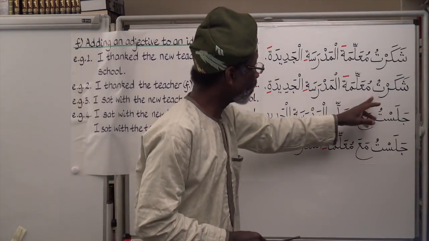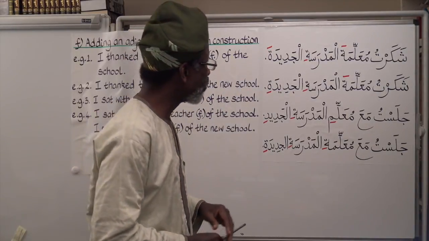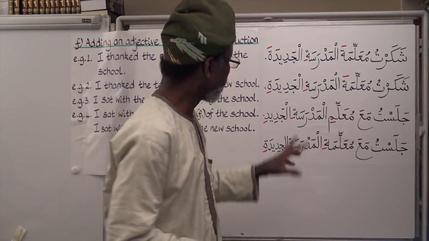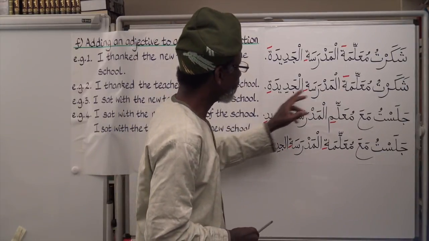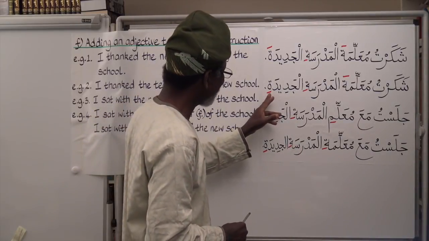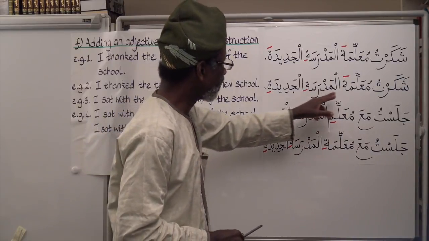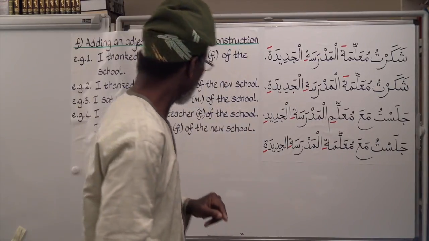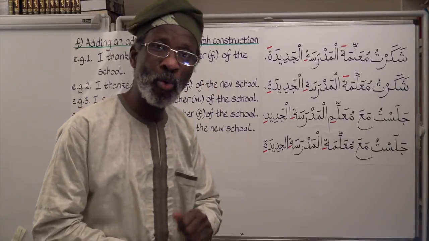Next one. Shakartu muallimata al-madrasati al-jadidati. What if we say, with the adjective this time, we put kasra, which is genitive case? Yes, it is defined, this is defined, this is defined. Okay, this is feminine, this is feminine, this is feminine. But look at the case ending. The case ending in the adjective is the genitive case ending. Now, this is not genitive case, so this time the new belongs to the madrasa. Hence we say, I thank the teacher of the new school.